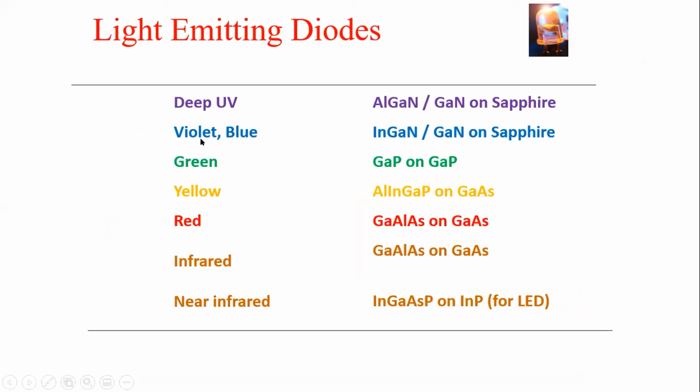Okay, here I list down a few colors, normally what we get in the market, and the corresponding materials that are used for fabricating them.